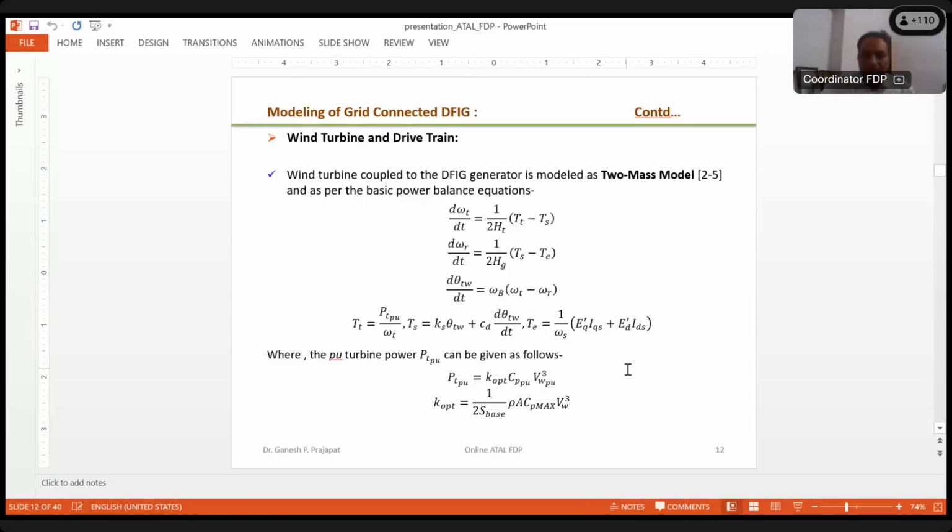Then, as I said, the turbine power P is nothing but the power which I have already talked about, half rho Cp and so on, which has simply been put in per unit, nothing more than that.